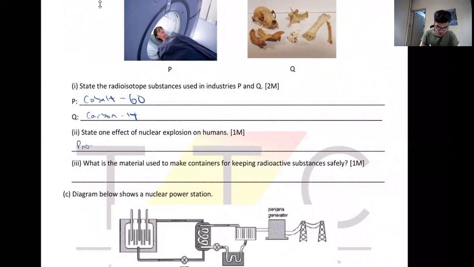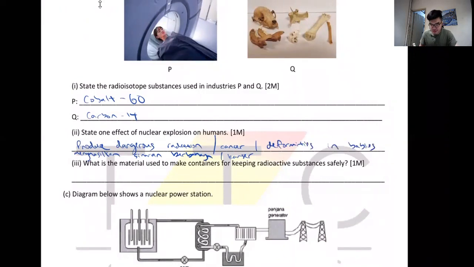You will produce dangerous radiation. Okay, menghasilkan sinaran berbahaya. Okay, or radiasi berbahaya lah, same thing. What else you can say? You can say it causes cancer. Okay, or you can even say it causes deformities. Okay, this is for kecacatan.